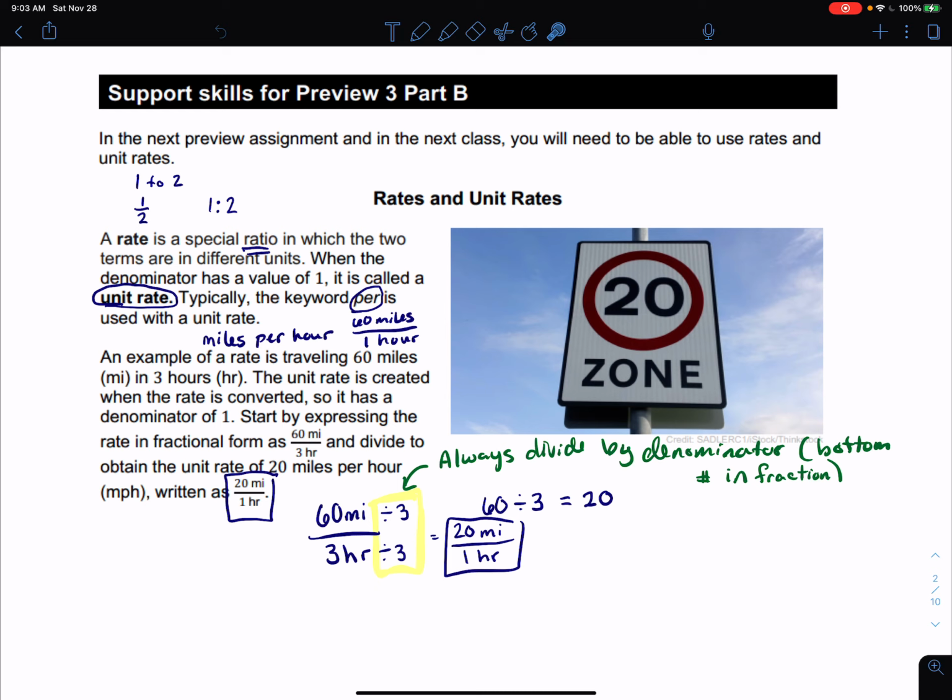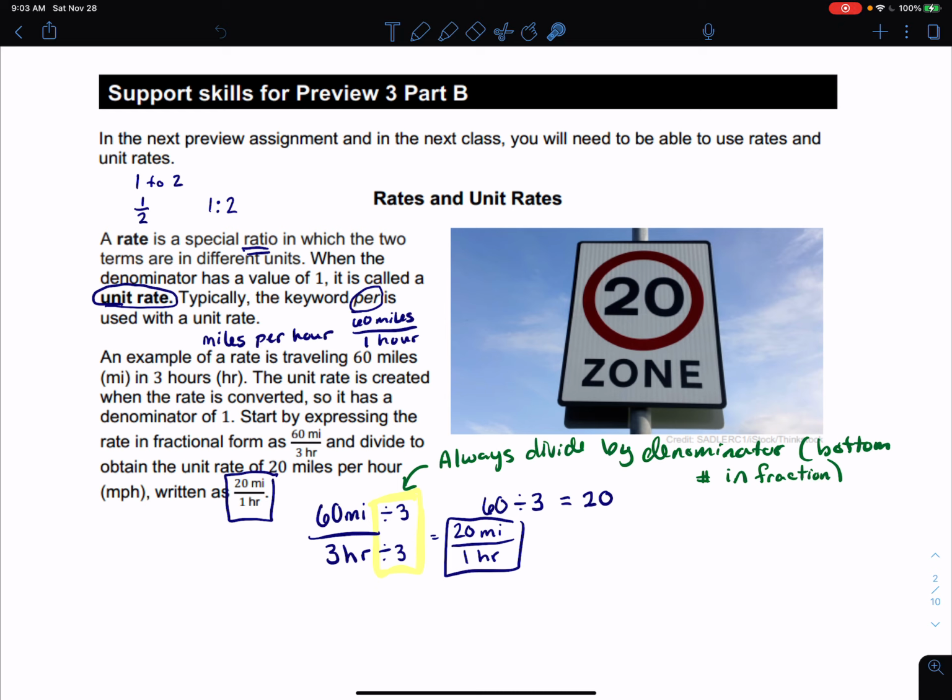So a rate is a special ratio in which the two terms are in different units. So we have a definition right there. The rate is a special ratio in which the two terms are in different units. So remember, a ratio can be written in three ways, like I've written up here. So we could think of it as the words 1 to 2, as the fraction 1/2, or as the ratio with that colon in there, which we also read 1 to 2.